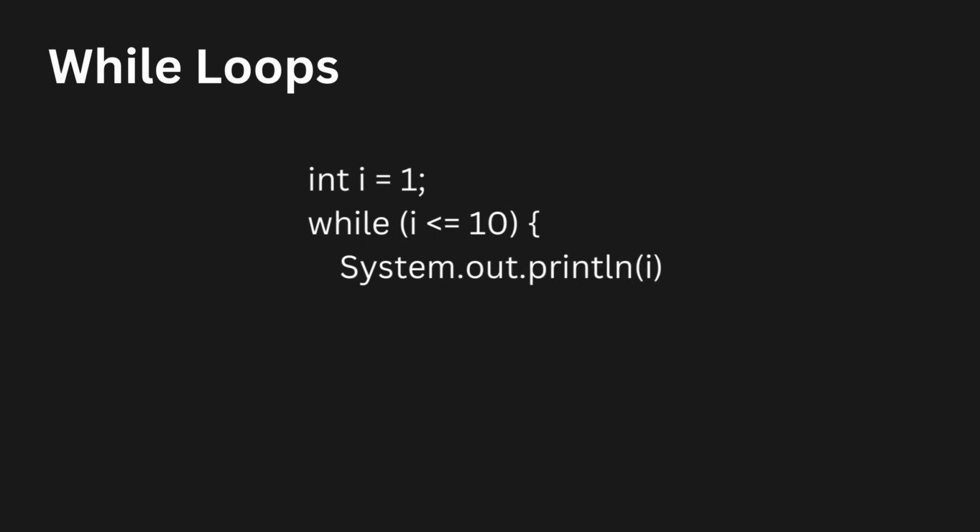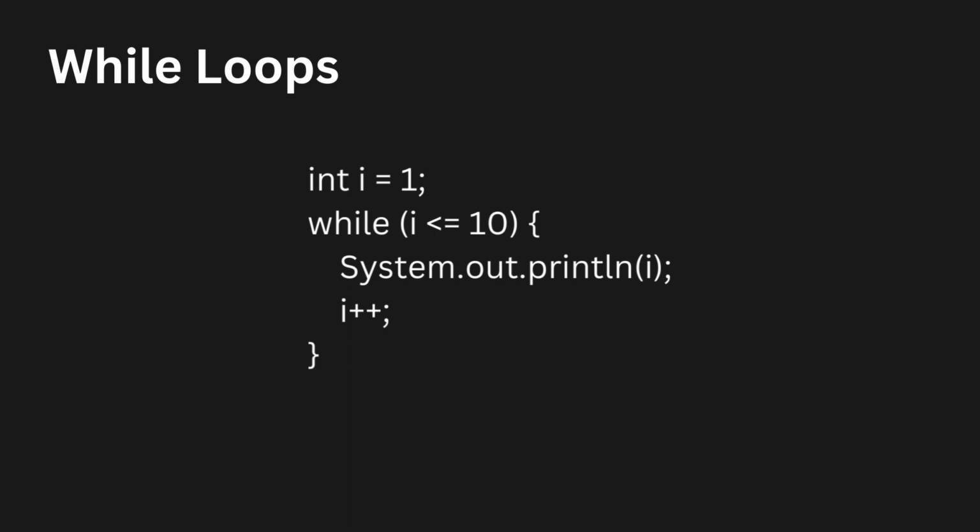Suppose we want to print the numbers from 1 to 10, but this time, using a while loop, we can do this. Here, we're using a loop variable i that starts at 1. Inside the loop, we're printing the value of i using the System.out.println method. And after each iteration, we're incrementing i by 1.